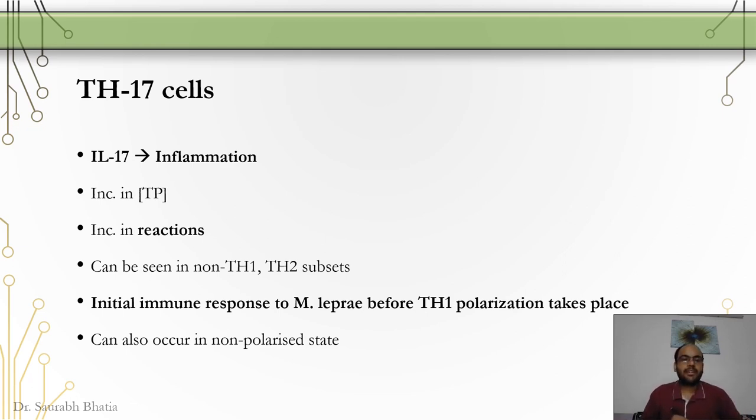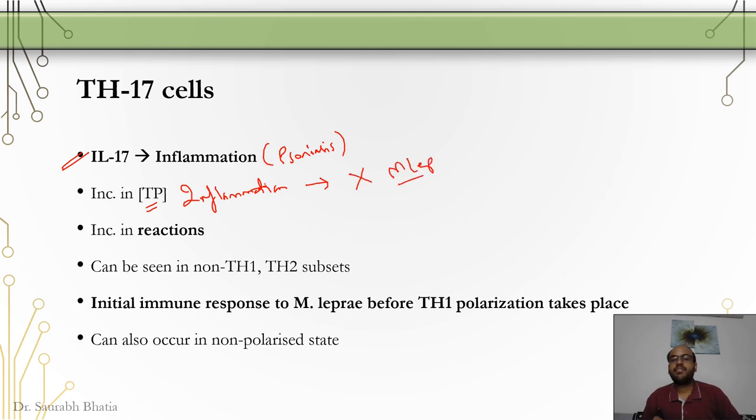So let's talk about IL-17. IL-17 leads to inflammation. Majorly, we have read about it in the pathophysiology of psoriasis. It is increased in tuberculoid pole. Why is it increased in tuberculoid pole? Because you have good inflammation in tuberculoid pole, and this inflammatory activity is able to kill the M. leprae or at least fix it inside granulomas, and you have a tuberculoid pole of leprosy.